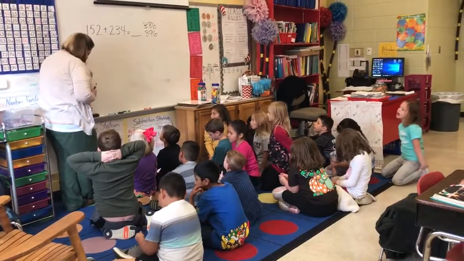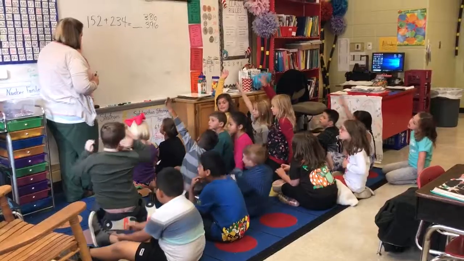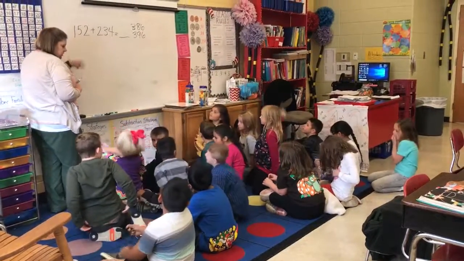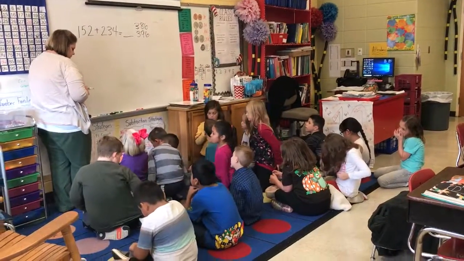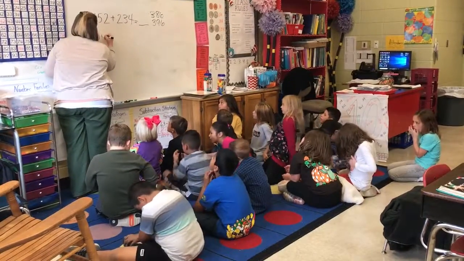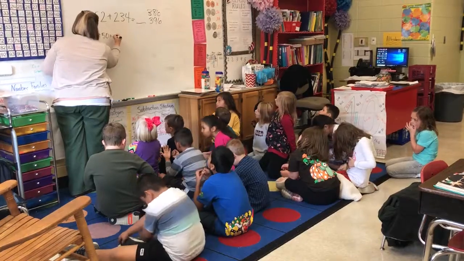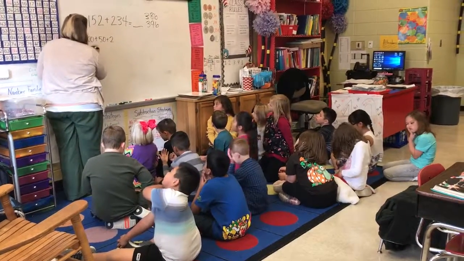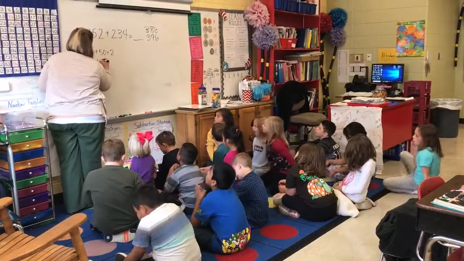Okay, so let's do third grade way. Who wants to do third grade way first? We'll do that one first. All right, so third grade way. What did you do first, Valen? I went 100 plus 50 plus 2. And then I did 200 plus 30 plus 4.